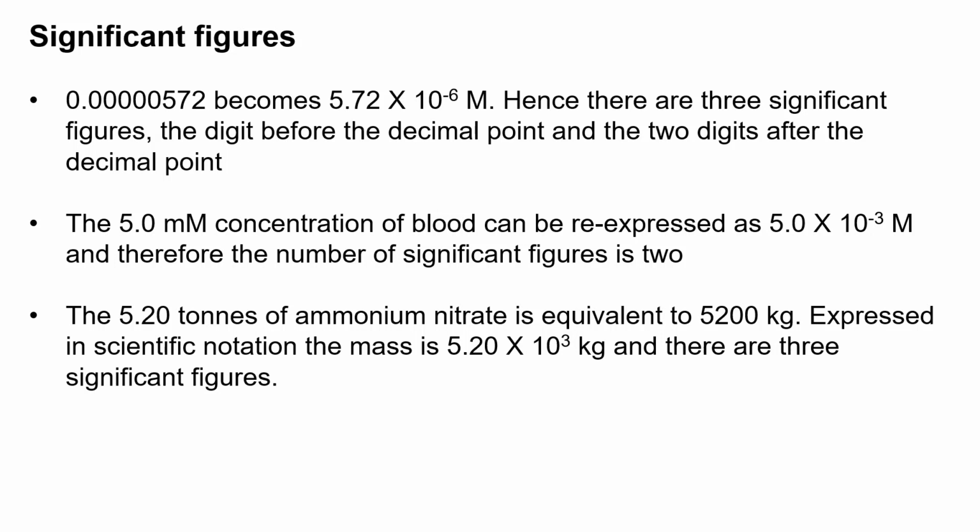estimation of your writing. Similarly, in the next example, 5 millimolar can be written as 5.0 times 10 raised to the power minus 3 molar, and here we have two significant figures. Same for 5.20 tons of ammonium nitrate, which is equivalent to 5,200 kilograms. We can express this value in scientific notation as 5.20 times 10 raised to the power 3, and in this value we have three significant figures.